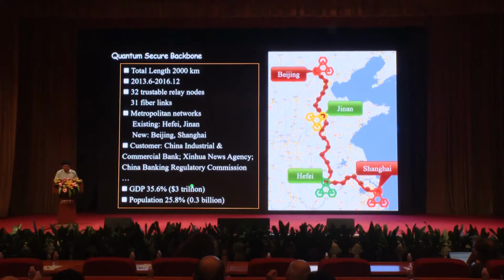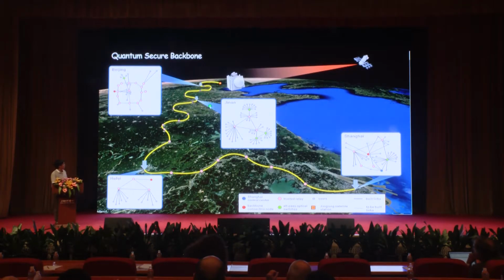And why did we first select this route? If you look at it, it has about a quarter of the population of China and a third of GDP. After it was launched on the 29th of September last year, this is the topology of the different cities: this is Hefei, this is Jinan, this is Shanghai, this is Beijing. All contain loop connections and then star topologies.